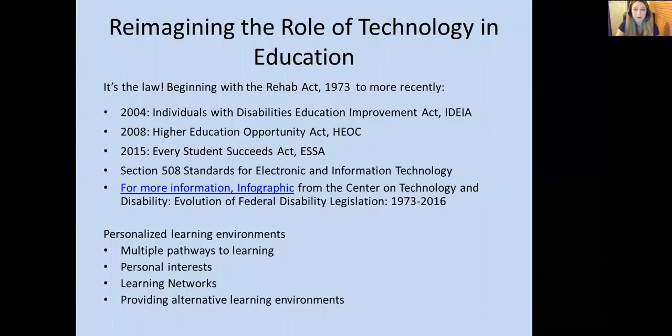It also goes into great detail about how we can personalize learning environments, address multiple pathways to learning, and include personal interests. There's the discussion about how we're preparing students for jobs that don't exist yet. So we really need to draw in those personal interests, because we don't know what they're going to be doing with the language in a few years. And they also talk about learning networks, and then providing alternative learning environments.